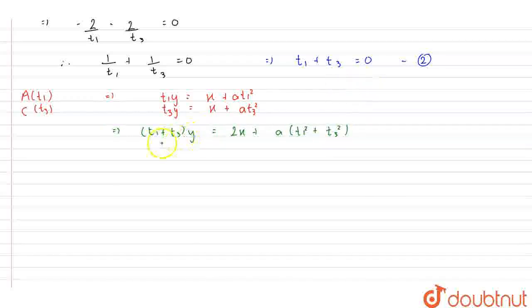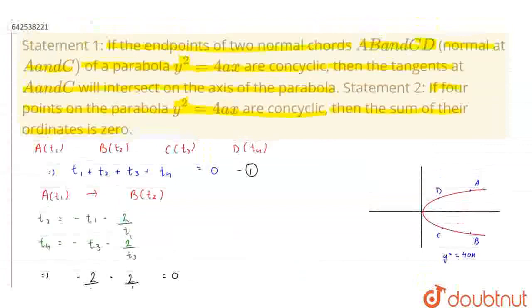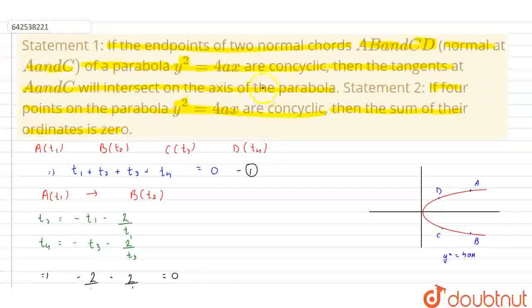Now from equation 2, this is equal to 0. Therefore, we get 2x is equal to minus a into t1 square plus t1 square. Therefore, x is equal to minus a into t1 square. So the point of intersection of the tangents is minus a t1 square comma 0. So checking the statements, we can say that the tangents will intersect at a point on the axis.